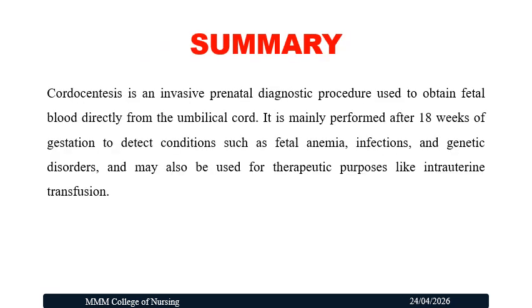Summary: cordocentesis is an invasive prenatal diagnostic procedure used to obtain fetal blood directly from the umbilical cord. It is mainly performed after 18 weeks of gestational age to detect conditions such as fetal anemia, infection and genetic disorders, and may also be used for therapeutic purposes like intrauterine transfusion.